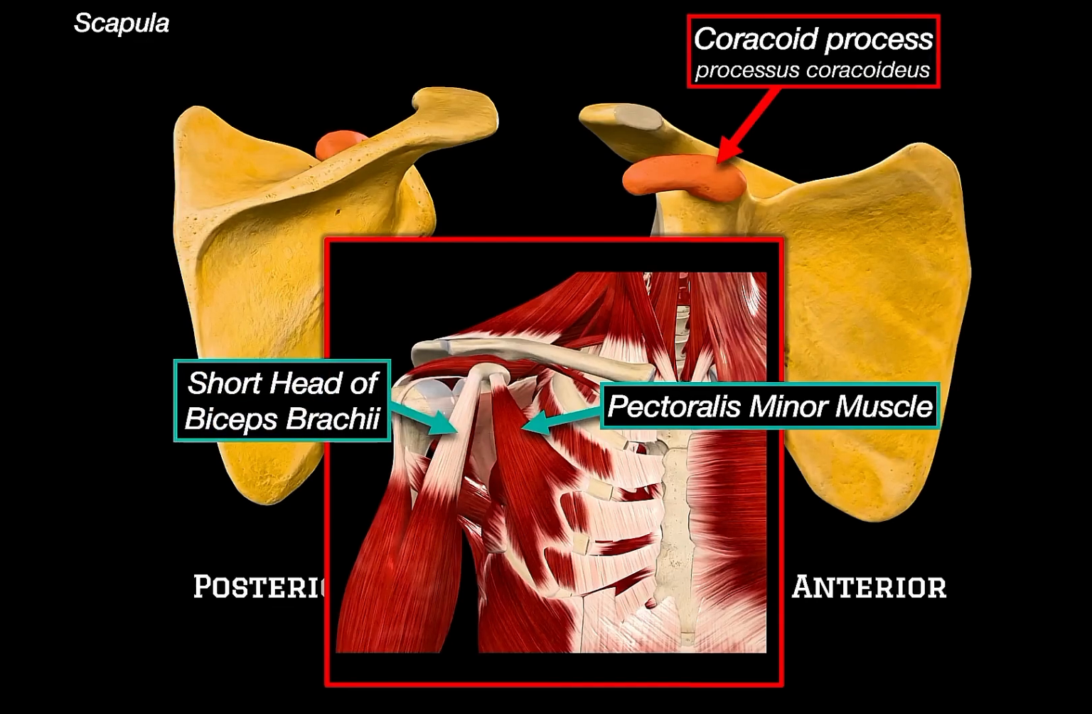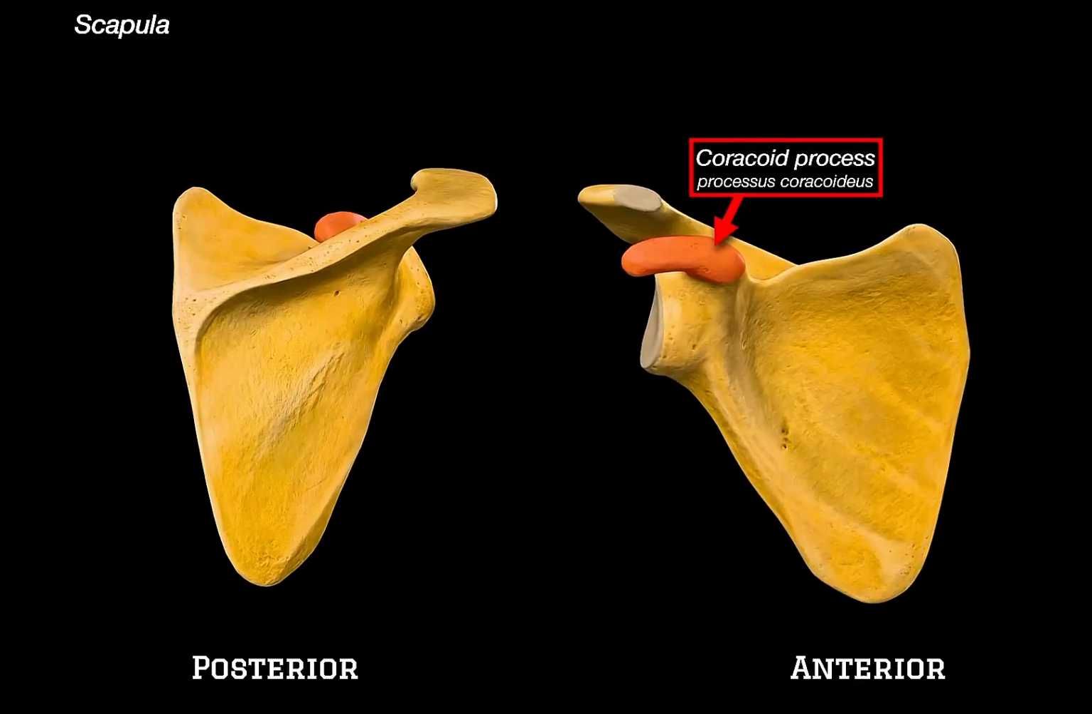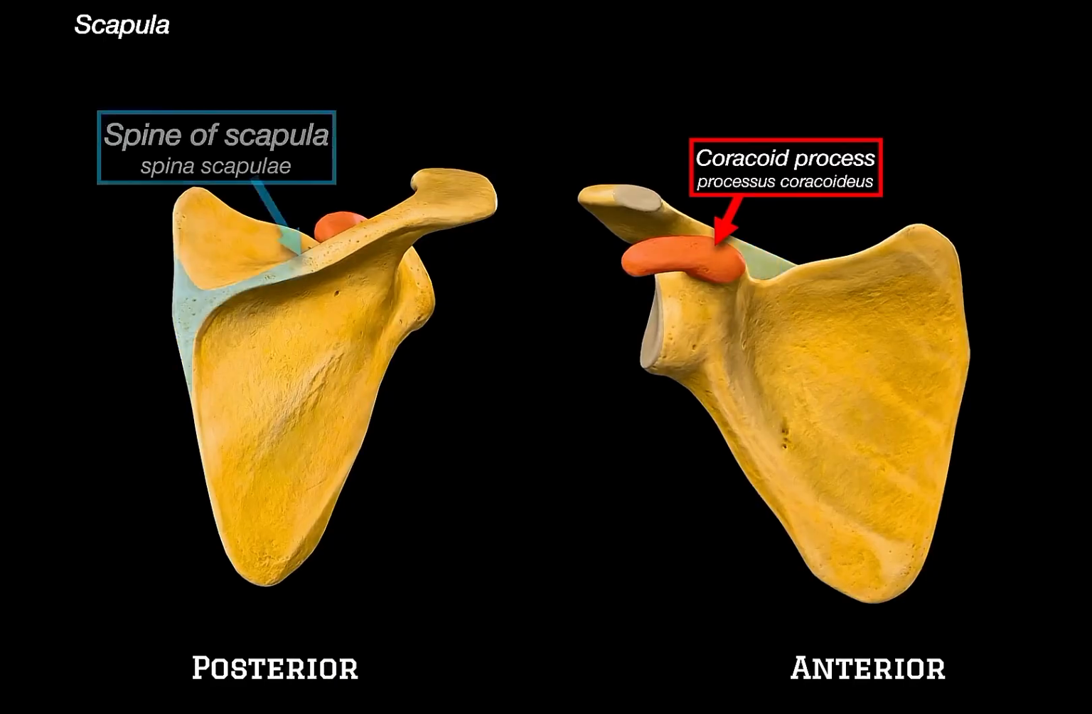Another muscle attaching here is the short head of the biceps brachii. The biceps actually has two heads. The short head originates from the coracoid process, while the long head arises from the supraglenoid tubercle inside the shoulder joint. Together they help bend the elbow and rotate the forearm, but the short head also contributes to anterior shoulder stability.